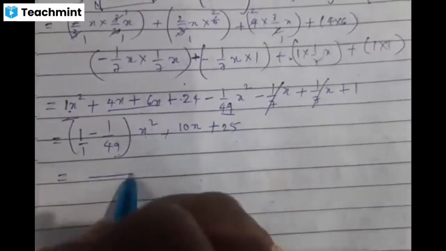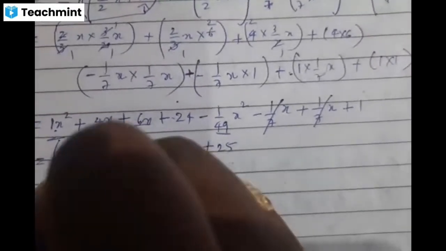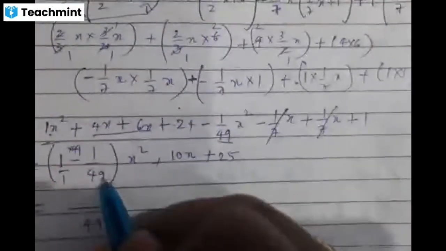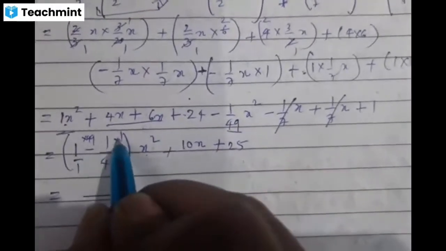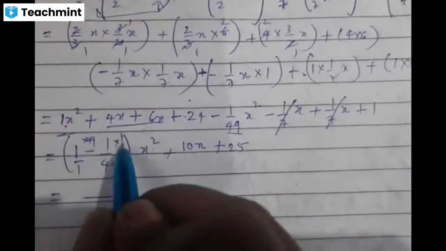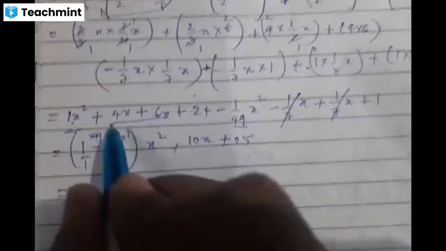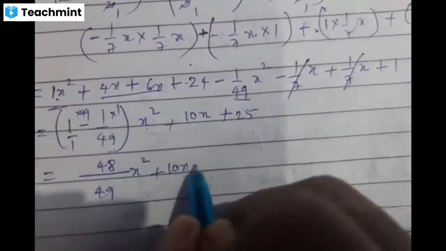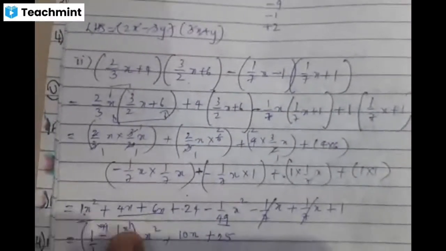Now take the LCM, which is 49. 1 forty-nines are 49, and then 49 ones are 49. 49 minus 1 is 48x square. You know how to subtract the rational numbers, plus 10x plus 25. So practice these problems more times, children, so that you become perfect.